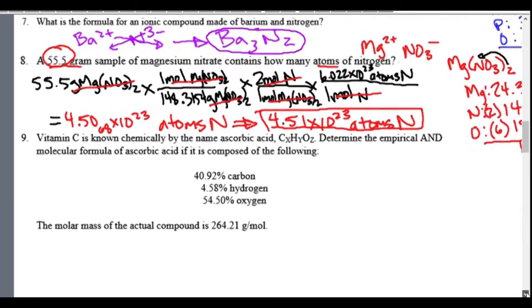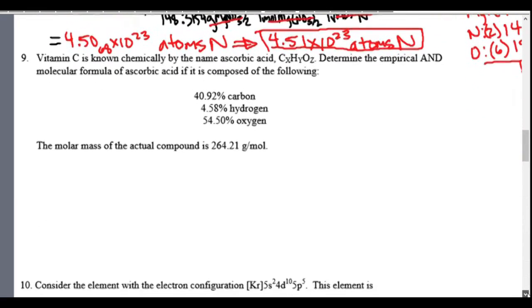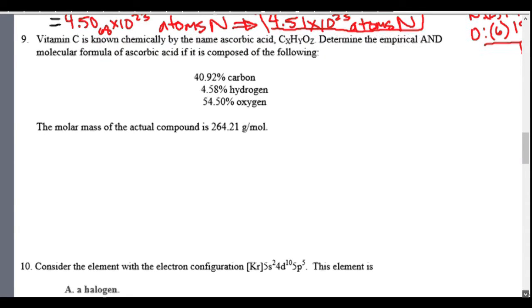Okay, so this one is the one that's going to take the most paper space and time to do of this first video. We know vitamin C has this formula right here. We have to figure out X, Y, and Z. So we first have to figure out its empirical and then its molecular formula.